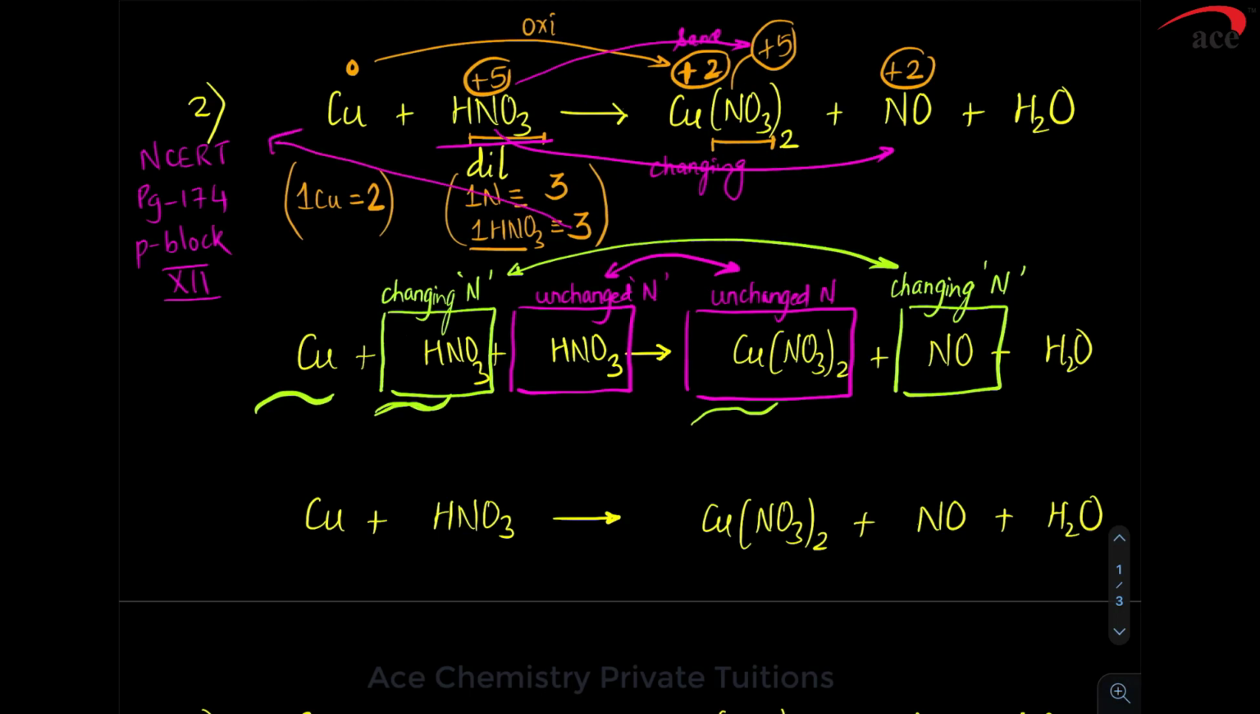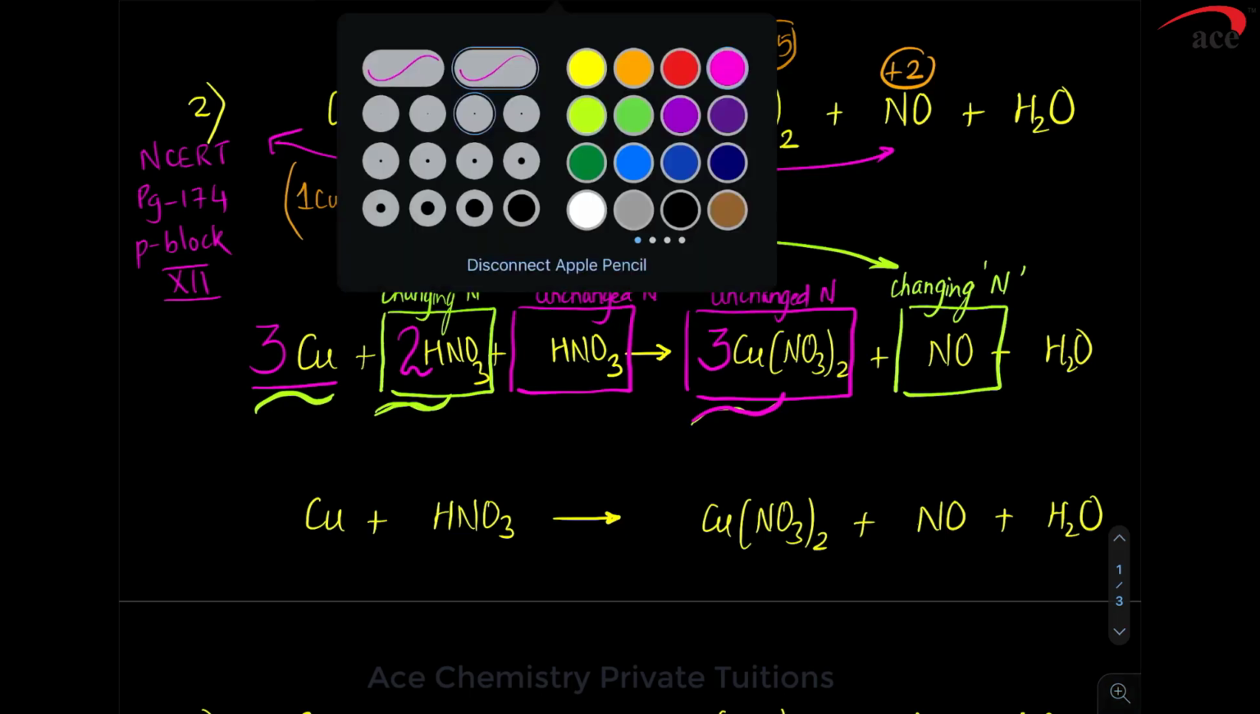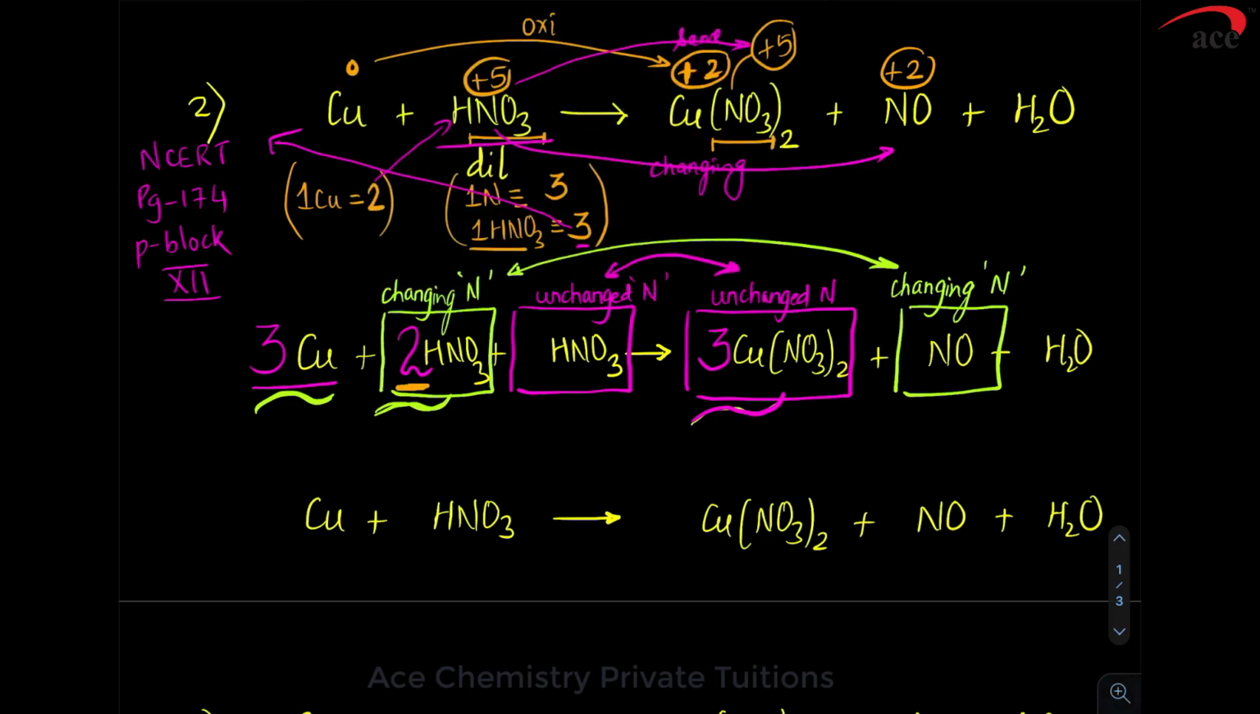What we do next? We cross multiply this number here, this number here. But this cross multiplication should be done only with changing. So number with copper will be 3 and number with changing nitric acid should be 2. Now this number of copper should be balanced here also. So it should be how much? 3. And this number of nitrogen should be balanced here. So number of nitrogen is 2.